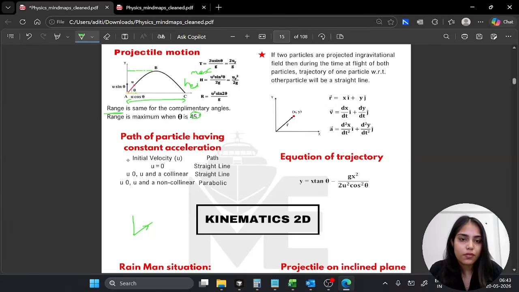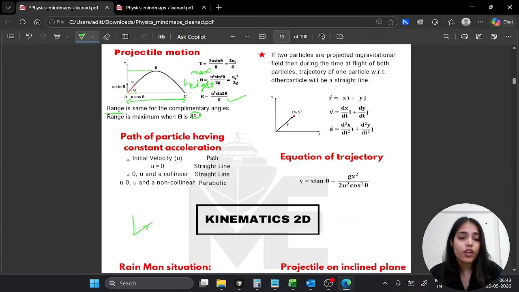One second. All right. And finally, we have the range. Range is the distance that was covered by the ball in the horizontal direction. That is u square sine 2 theta upon g. Okay. Now, the path of a particle having a constant acceleration. Let's say if a particle is having a constant acceleration, then what kind of path will it be covering?